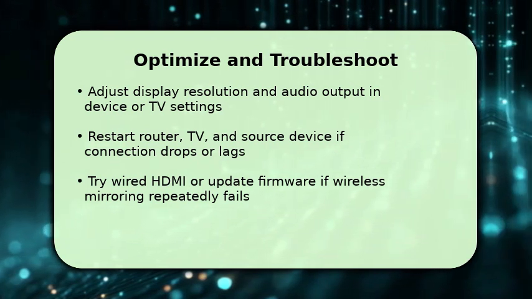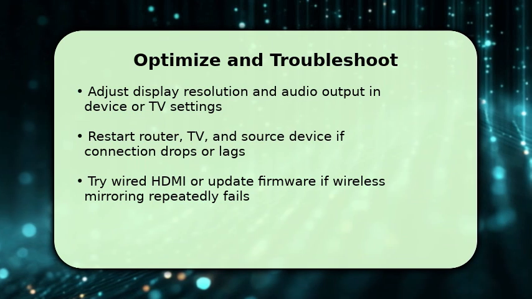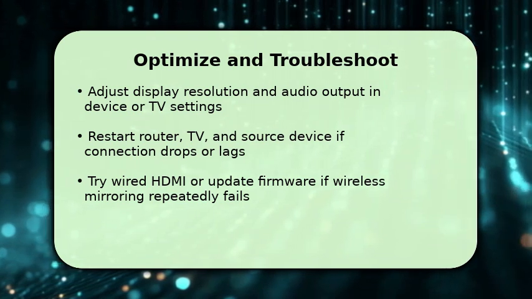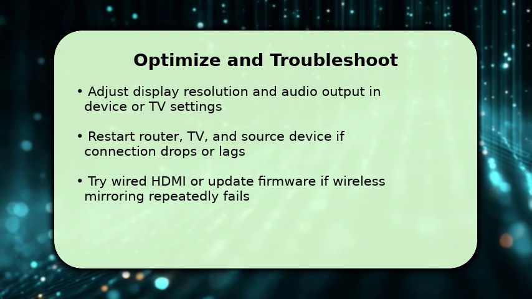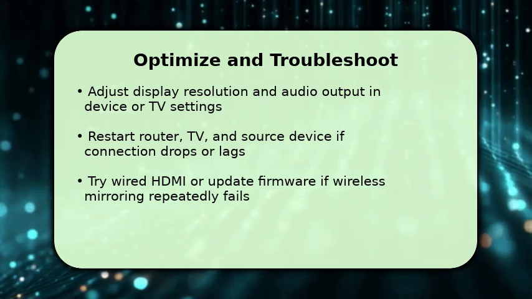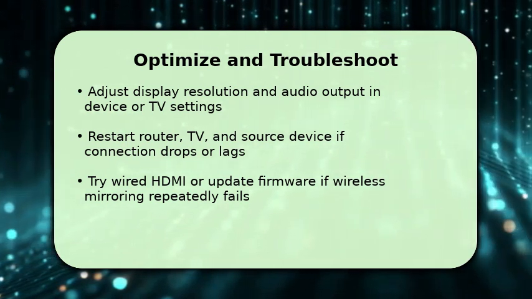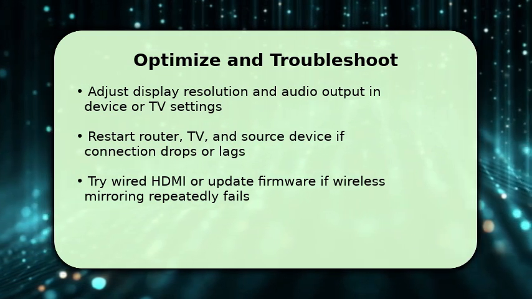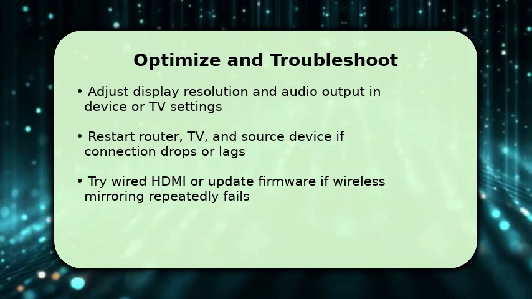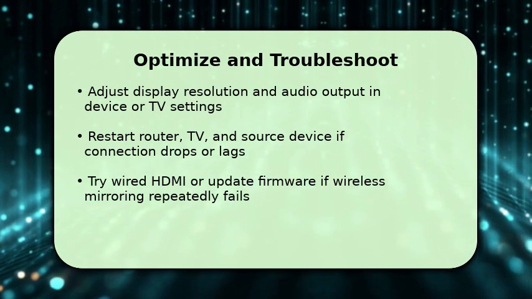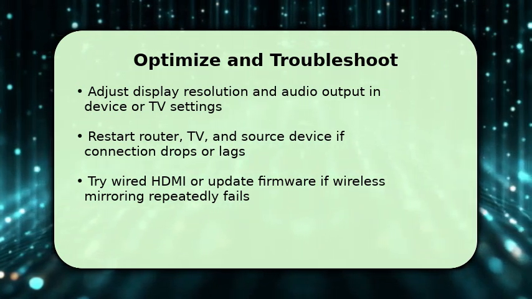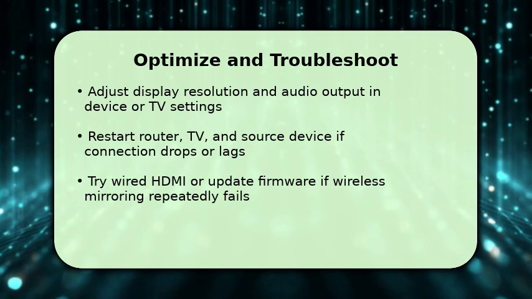If you experience lag, stuttering, or sudden disconnects, restart the router, the LG TV, and your phone or PC, then reconnect. If problems persist, try a wired HDMI connection to isolate wireless issues, and make sure both device firmware and TV software are up to date. Updating often fixes compatibility bugs and improves stability.